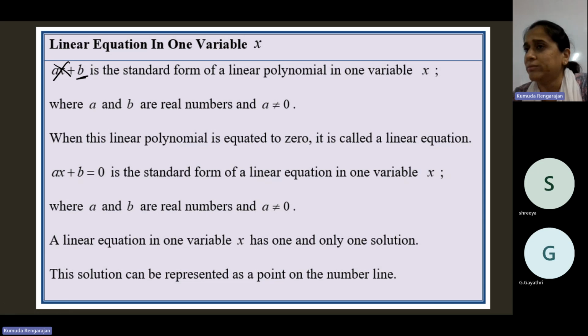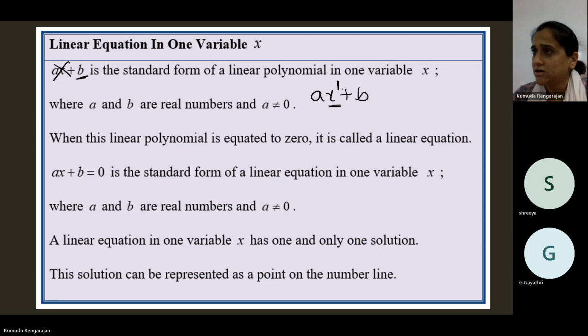What makes the polynomial a linear polynomial? The highest power of the variable, which here should be 1. So in ax plus b, x is the variable and the power of x is 1, and that's the highest power. That's why we say this expression is a linear polynomial in one variable x. What's the power of x? 1, and that's the highest power of x in this expression. And that's why it's called a linear polynomial.